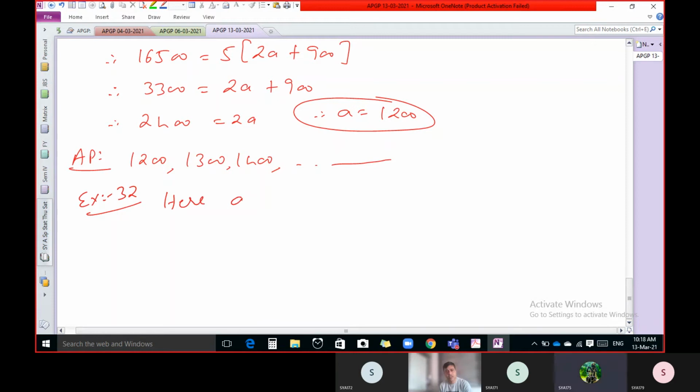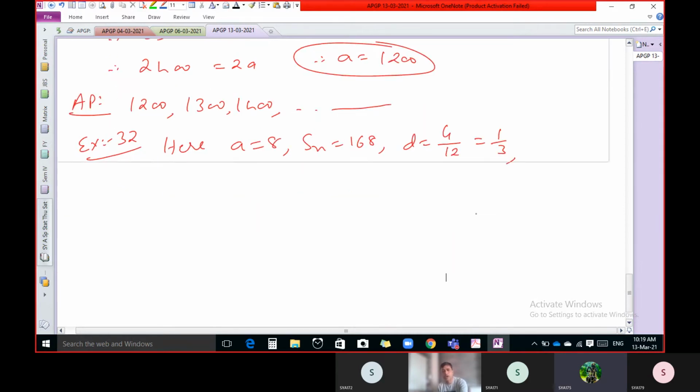Question number 32. Here, the age of the youngest boy is 8 years, so a equals 8. Sum of the ages of all is 168. The difference is 4 months, so we have to divide it by 12. We have to find the number of boys and the age of the eldest person. That means we have to find the value of l. Eldest means last term. Okay, now use the formula of Sn.